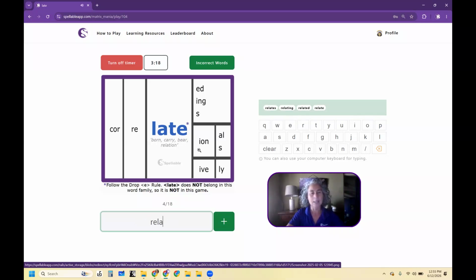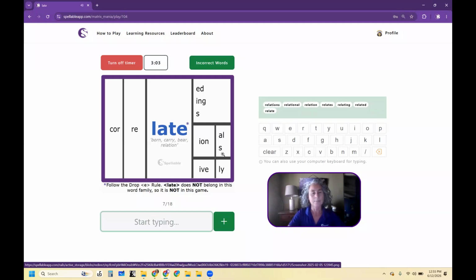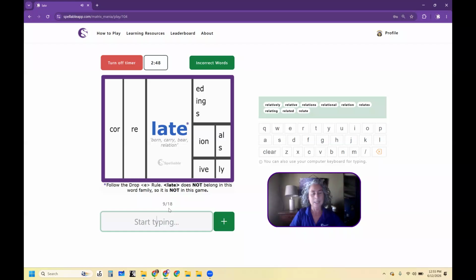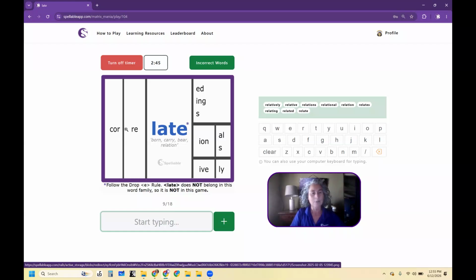Relation, R-E-L-A-T, drop the E, I-O-N. Relational, R-E-L-A-T, drop the E, I-O-N-A-L. Relations, R-E-L-A-T, drop the E, I-O-N-S. And then we have relative, R-E-L-A-T, drop the E, I-V-E. And relatively, R-E-L-A-T, drop the E, I-V-E-L-Y. All right, we've got 9 out of 18. We're halfway there. I'm going to go on and grab this prefix, work left to right, top to bottom.